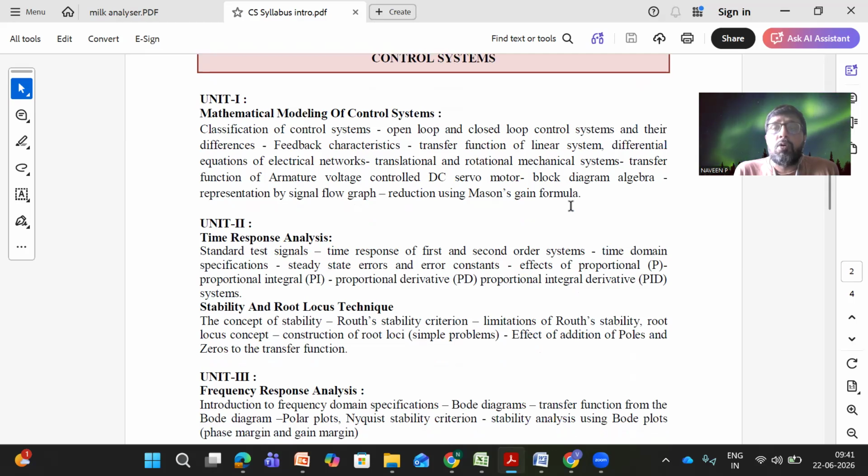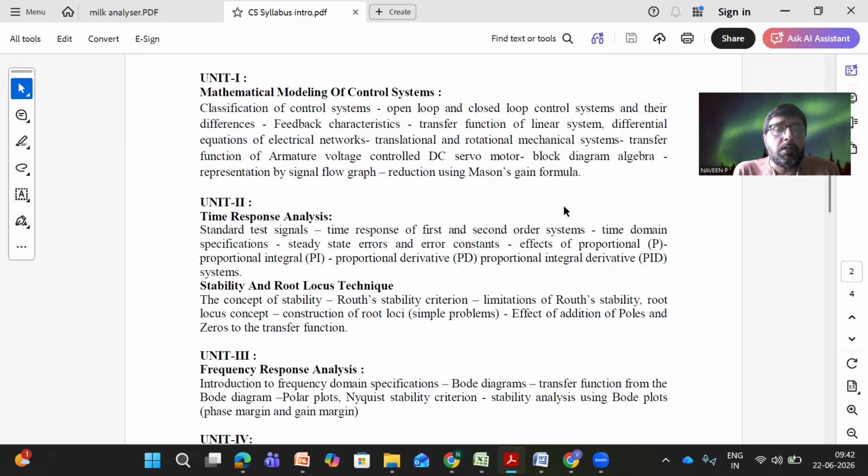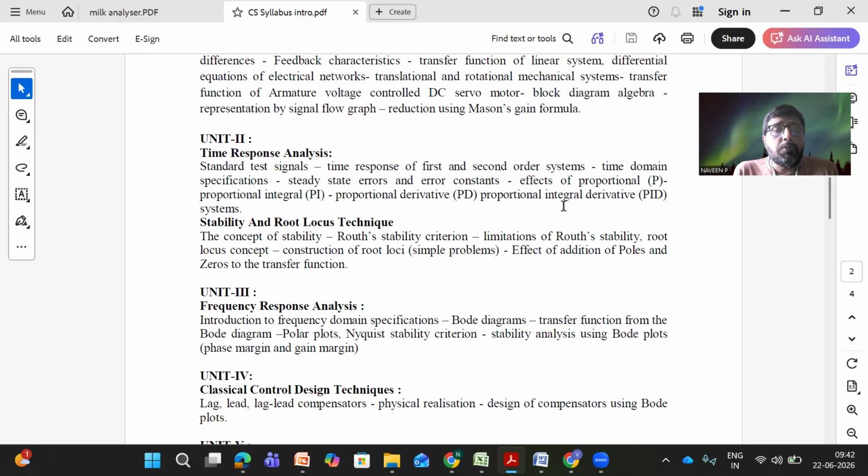And we need to discuss block diagram algebra and its representation using signal flow graph, and the methodology to find the transfer function or the gain of the system using Mason's gain formula. So that covers unit 1. Coming to unit 2, that's time response analysis.